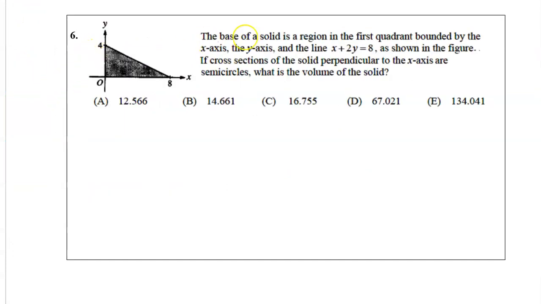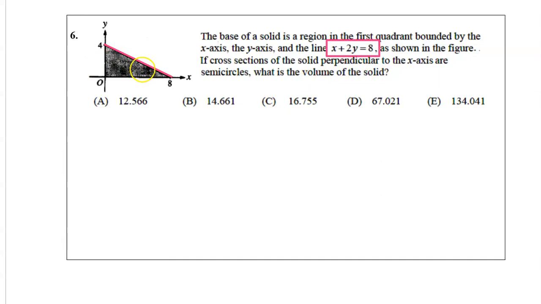Number 6. The base of a solid is a region in the first quadrant bounded by the x-axis, the y-axis, and the line x plus 2y equals 8, as shown in the figure. If cross-sections of the solid perpendicular to the x-axis are semicircles, what is the volume of the solid?